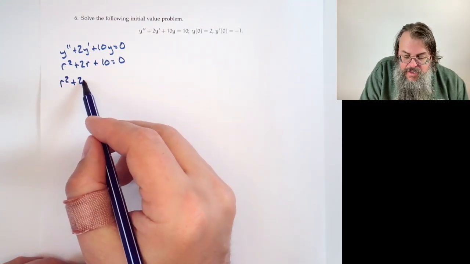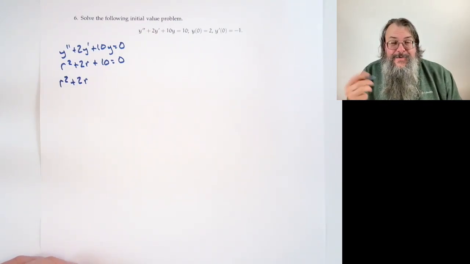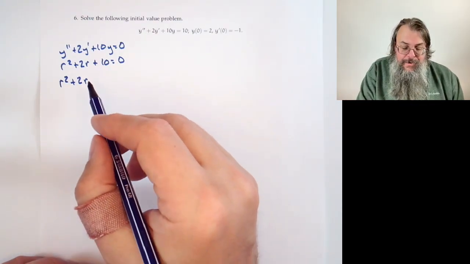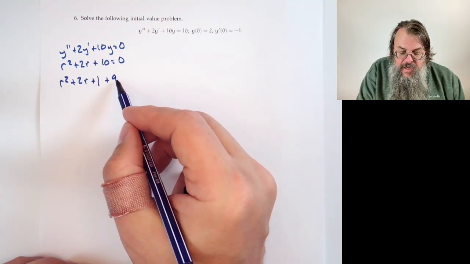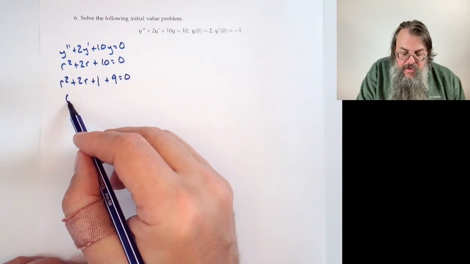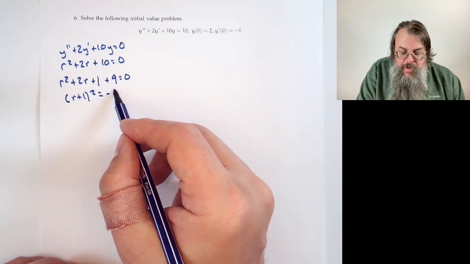So one thing we can do is completing the square. r^2 + 2r plus what would give us a perfect square? Well, plus 1. But we have a plus 10, so that would make that plus 9. Or you could say, aha, that's really (r + 1)^2 has to equal minus 9.